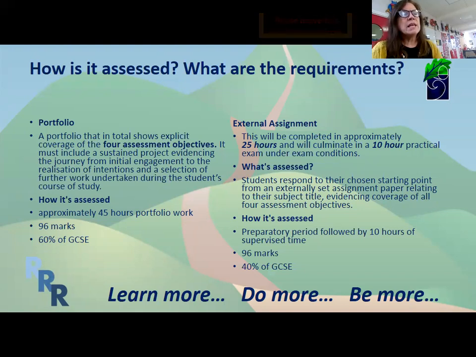So what they'll do, they'll get an exam paper, they'll have 7 different starting points on that exam paper, and they choose one that they're most interested in, and they start to develop a project around that starting point. And the externally set assignment is worth 40%.